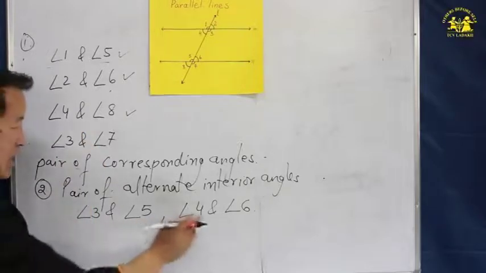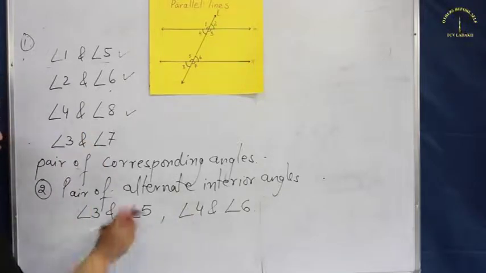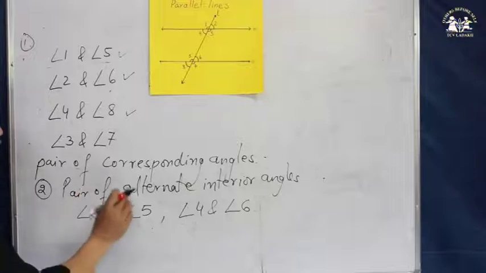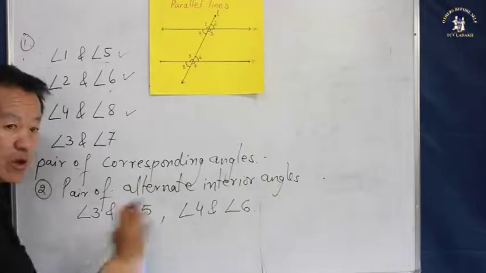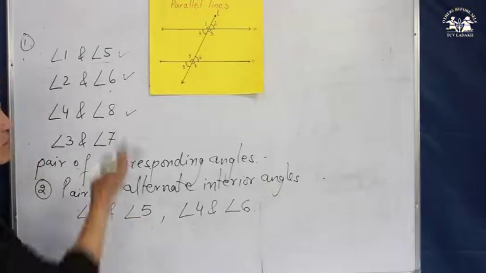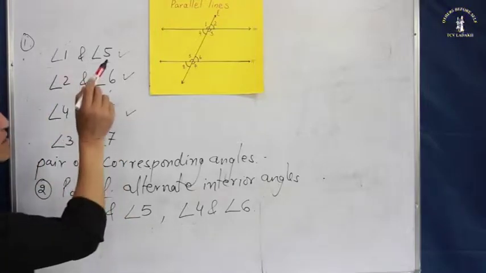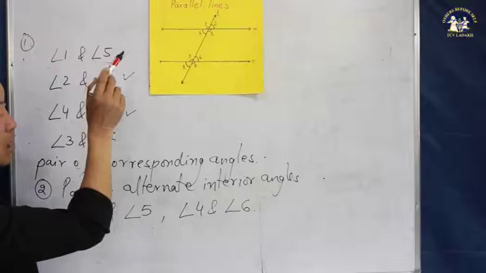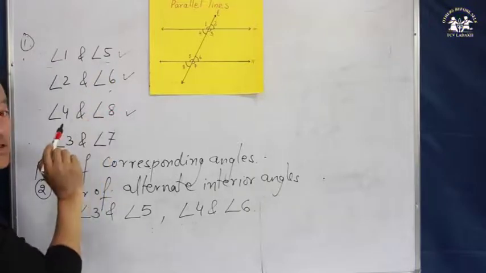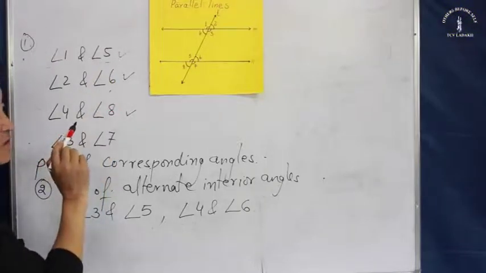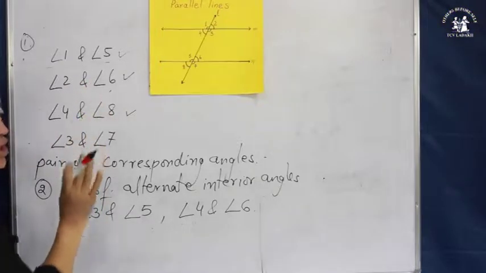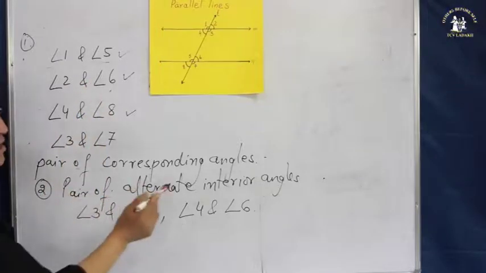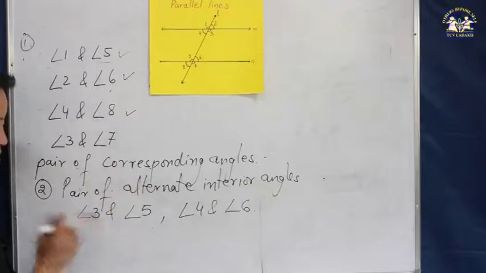So these two are interior angles. Of course, we also have pairs of alternate exterior angles. Now we are not going to discuss that, but let me show you. Angle 1 and angle 7 are a pair of exterior angles, and then angle 2 and angle 8.